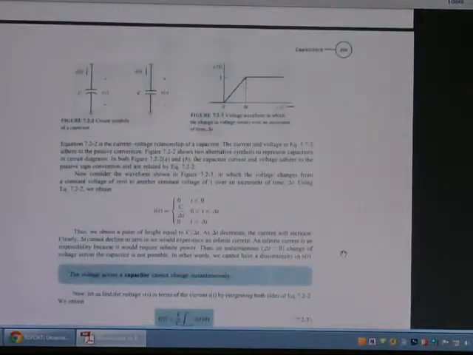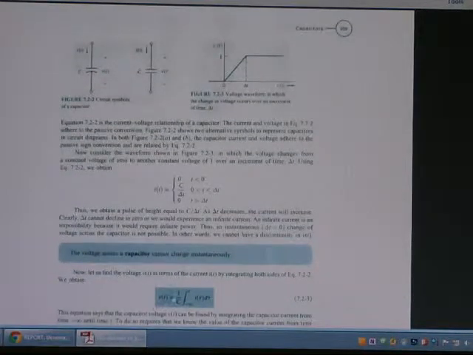So for the capacitor current, you can write down the equation. The voltage across the capacitor is 1 by C integration of i dt. So this is for the voltage across the capacitor, and for this capacitor current, the voltage will increase like this.